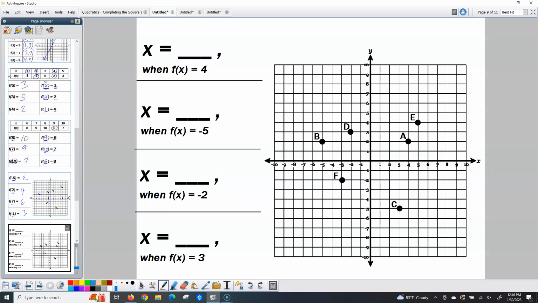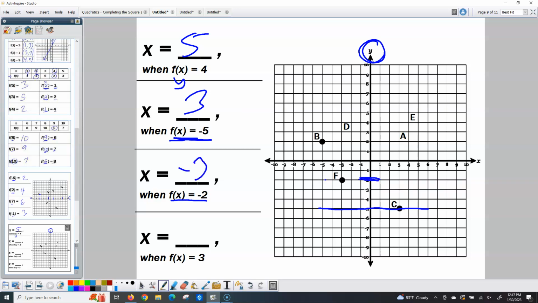And working backwards, when f of x, normally we would read that as y, equals 4. So now instead of looking on the x-axis, I'm looking on the y-axis. So when f of x equals 4, or when y equals 4 right there, looks like it's point E over here, x would equal 5. X equals 5 when f of x equals 4. The next one, when y equals negative 5, that's down here. Y equals negative 5 is point C. X is going to be 3. When y equals negative 2, that's right here. Looks like it's point F.